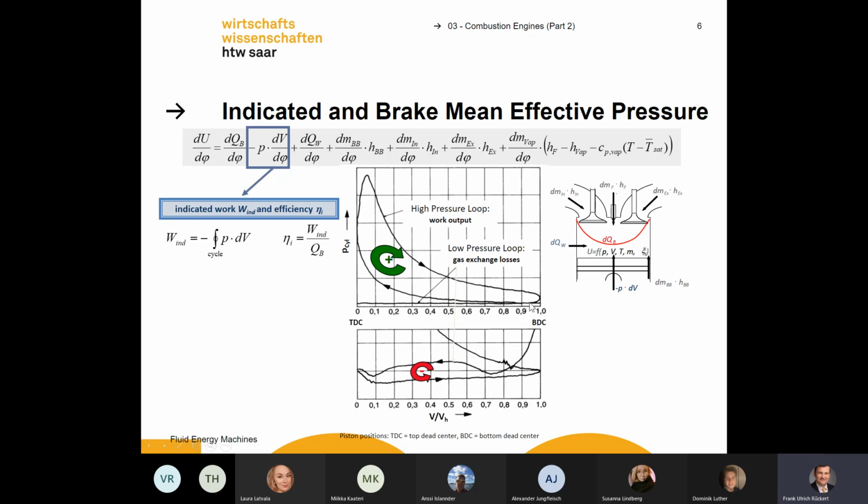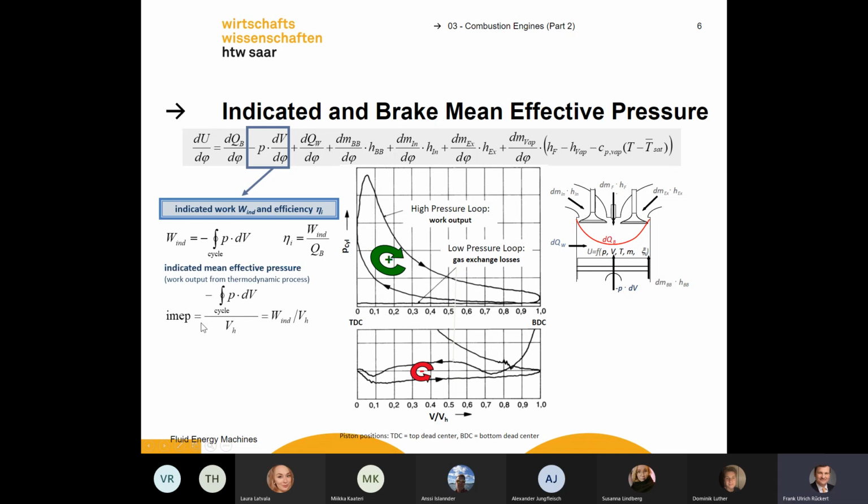And here at the bottom, we see a small line, but if I zoom in, it looks like this. And this is a cleaning cycle. We do not get any work from the cleaning cycle. There's nearly no area under this curve, because there's no combustion inside. And we calculate work by the integral of pressure. The integral is the area under the curve of the diagram.